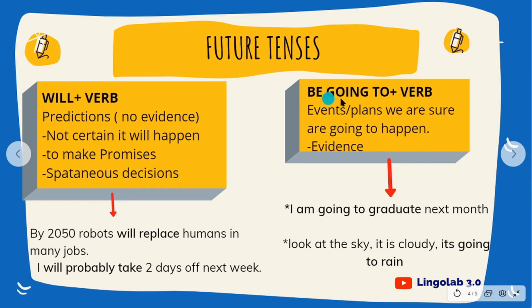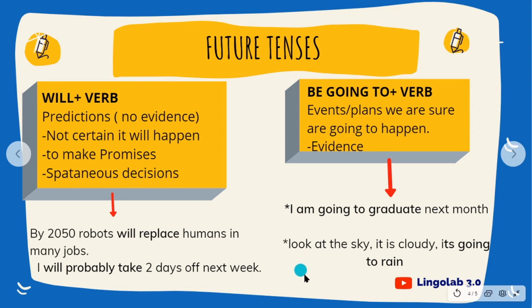Let's go here to be going to plus verb. This is mainly the counterpart of this, because in this structure, we are sure the action is going to happen, and we have evidence of it. Example, I'm going to graduate next month. What does that mean? There is a date for my graduation, and I'm sure I'm going to graduate.